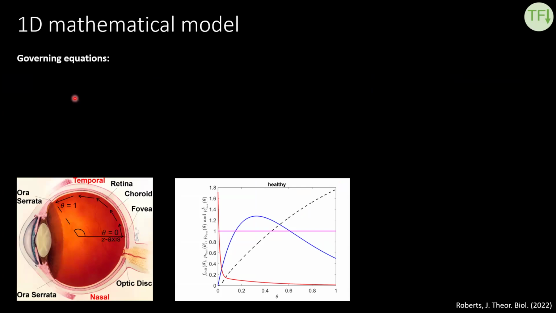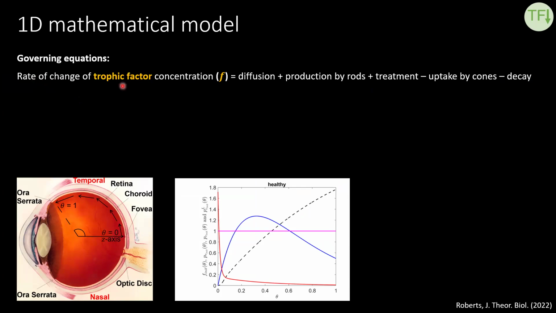Going to the governing equations, in its simplest form we now have 3 governing equations. Instead of the oxygen equation, we now have one for the rate of change of trophic factor concentration, F, and that's due to the diffusion of trophic factor, moving towards the ora serrata or towards the fovea. It's produced now by rods rather than coming in through the choroid with the oxygen. We're not looking at treatment here, but it could be input via treatment. It's taken up by cones, and there'll be some sort of biological decay.